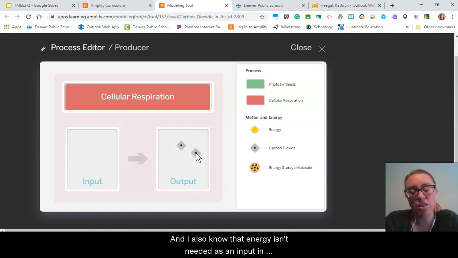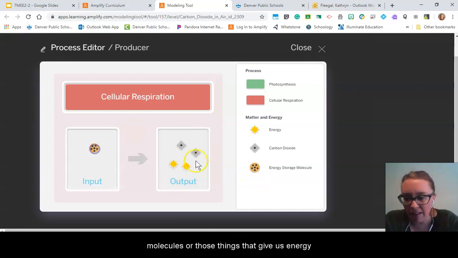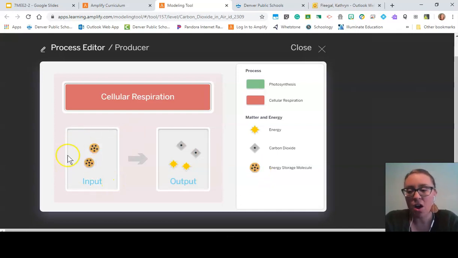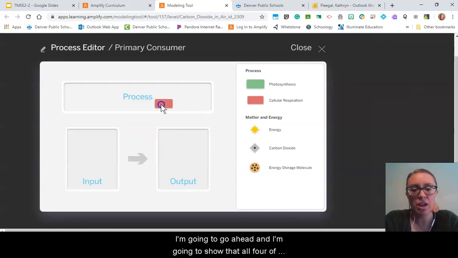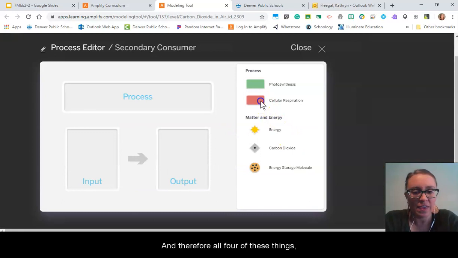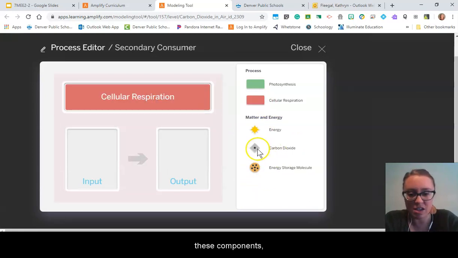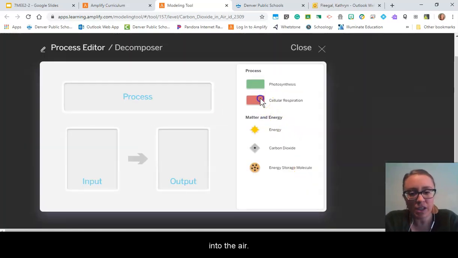And I also know that energy isn't needed as an input in this process, but it is an output of this process. And energy is an output of this process because energy storage molecules, or those things that give us energy, are the input, okay? So I'm gonna go ahead and I'm gonna show that all four of these things do this process of cellular respiration. And therefore, all four of these things, these components, are responsible for releasing carbon dioxide into the air.